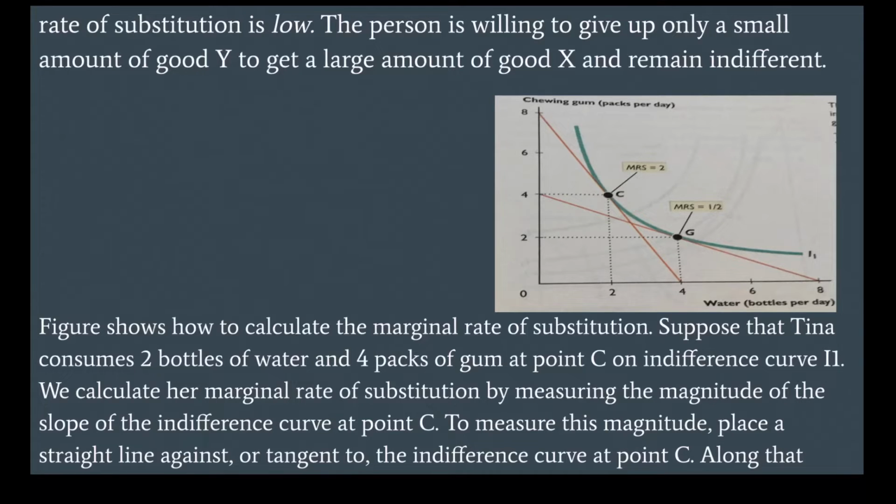Figure shows how to calculate the marginal rate of substitution. Suppose that Tina consumes 2 bottles of water and 4 packs of gum at point C on indifference curve I1. We calculate her marginal rate of substitution by measuring the magnitude of the slope of the indifference curve at point C. To measure this magnitude, place a straight line against, or tangent to, the indifference curve at point C.